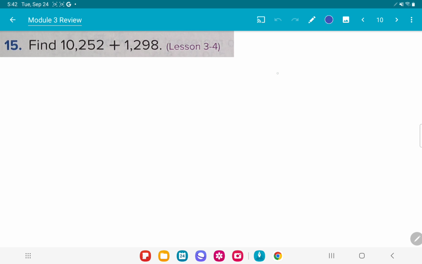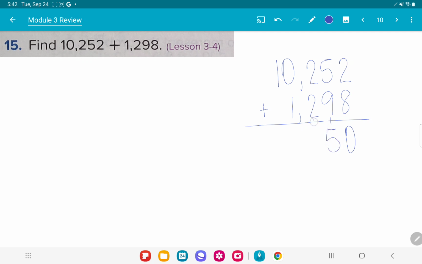Number 15, we're adding. I've got 10,252. I'm adding 1,298. Start in my ones place. 2 plus 8 is 10. I'm going to regroup 1. 1 and 9 make 10, and 5 more is 15. I'm going to regroup a 1. 2 plus 2 plus 1 is 5. And 10 plus 1 is 11. My answer is 11,550.